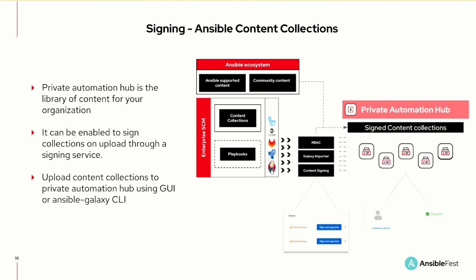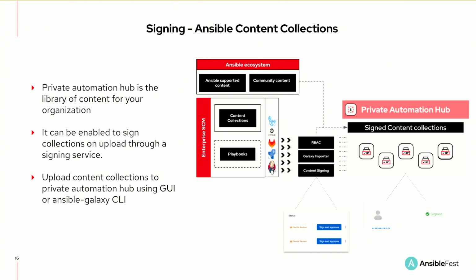Private Automation Hub signing secures all the collections as well as the execution environments. And then you have features in Automation Controller to sign your playbooks. So that's how we are securing your automation supply chain. Again, on the right-hand side, you'll see some features of Private Automation Hub. It has role-based access control, it has Galaxy Importer, and now it has a feature of content signing. I have added some screenshots of how it looks on the UI.